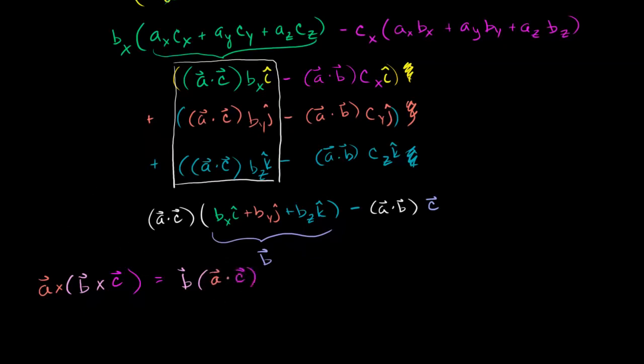and from that you subtract the second vector. You subtract the second vector multiplied by the dot product of the other two vectors, a dot b. And we're done. This is our triple product. This is our triple product expansion.